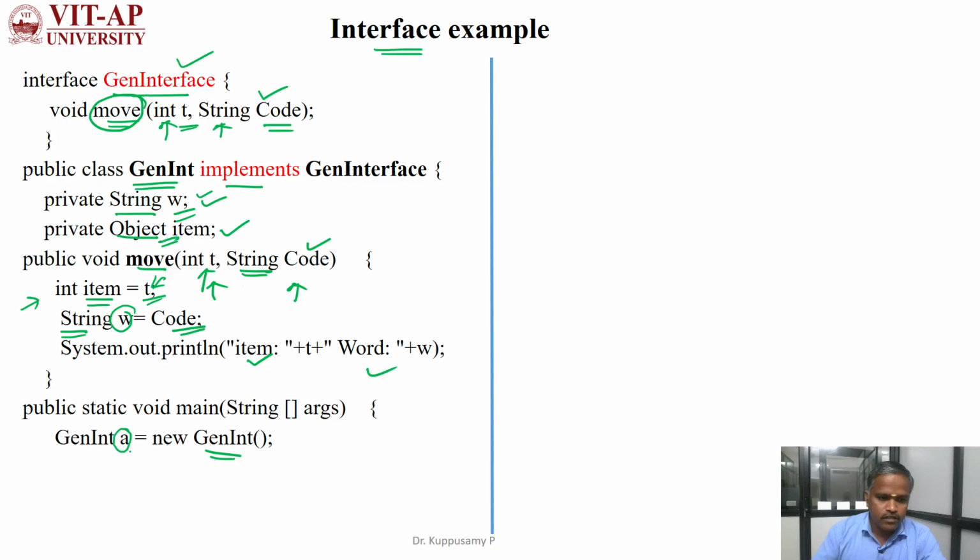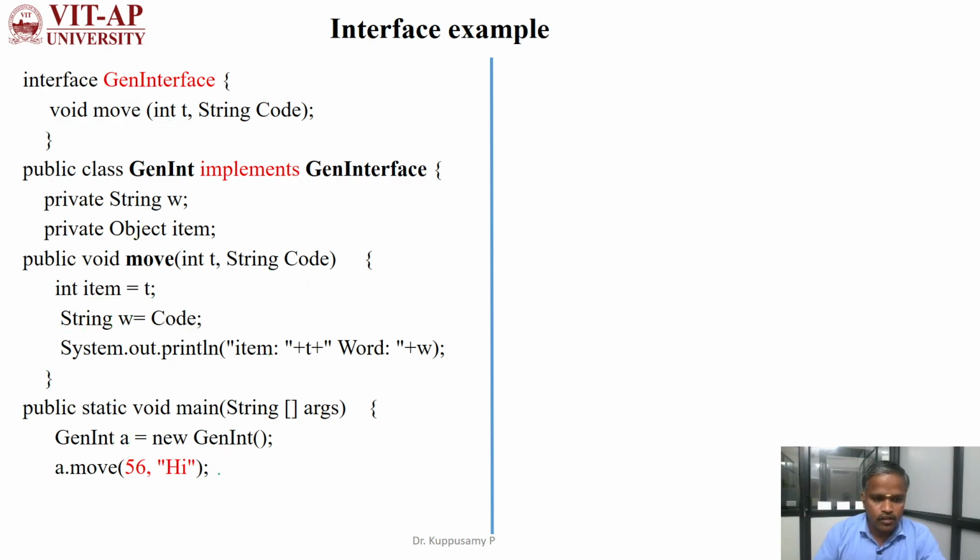class. Then we are using the object a. Using that object a, we call the method move. Once it is called, the execution control passes to this method, which overrides the abstract method defined inside the GenInterface. Then 56 is carried here and high is carried here. Then we will get the output.